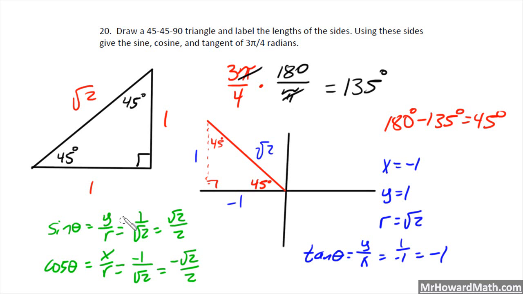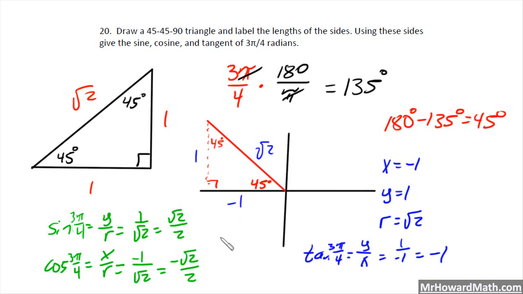I'm going to go in here. I should have done this. I'm often guilty of this. I always put theta. And we have the angle here, so we should use it. 3 pi over 4 radians. So cosine of 3 pi over 4 there. Sine of 3 pi over 4 here. And tangent of 3 pi over 4 here.